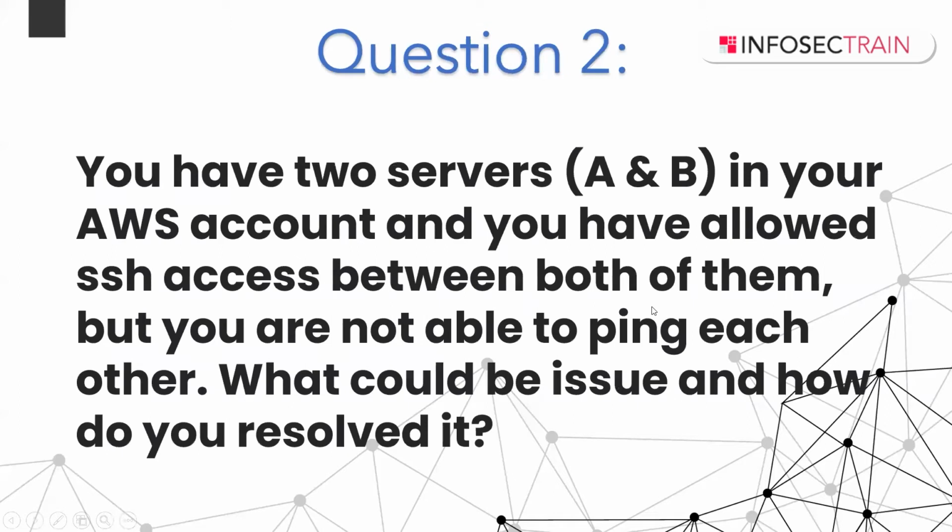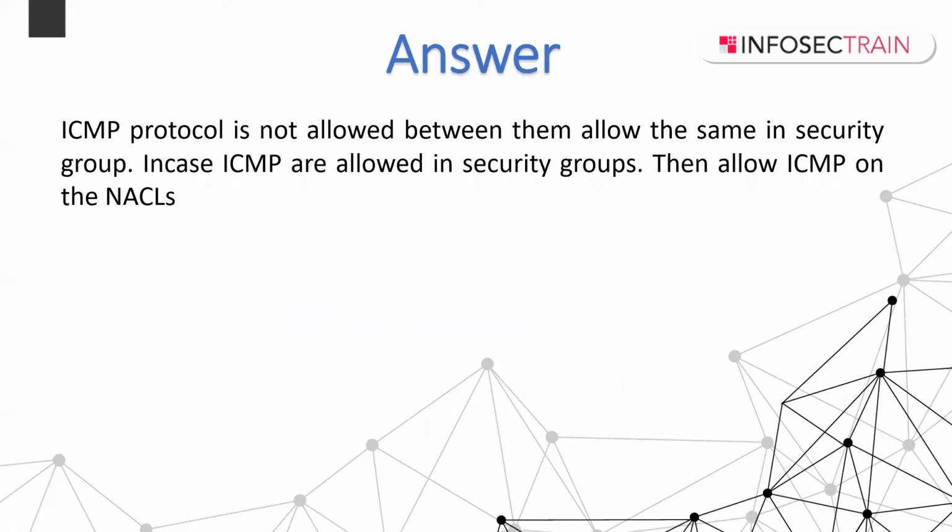Now the second question is that you have two servers A and B in your AWS account and you have allowed SSH access between both of them, but you are not able to ping each other. What could be the issue and how can you resolve it? For that, the ICMP protocol is not allowed between them. Allow it in the same security group. In case ICMP is allowed in security groups, then allow ICMP on NACLs. If the ICMP protocol is not allowed, you should be enabling ICMP protocols.